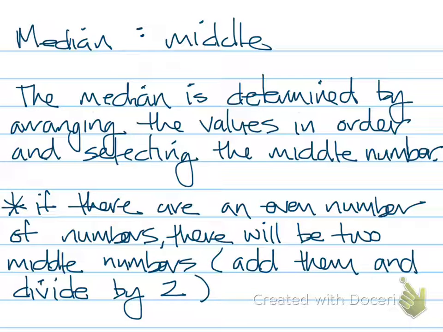Median means the middle. The median is determined by arranging the values in order, from least to greatest or greatest to least, and selecting the middle number. Now, note that if there are an even number of numbers, then there will be two middle numbers. And the way that we find the median, if there are an even number of numbers, is we add the two middle numbers together and divide by 2.